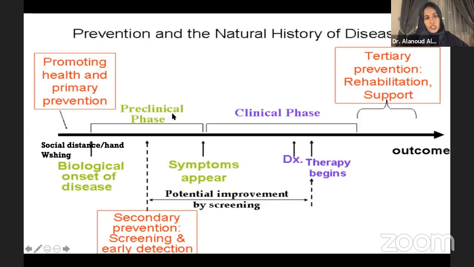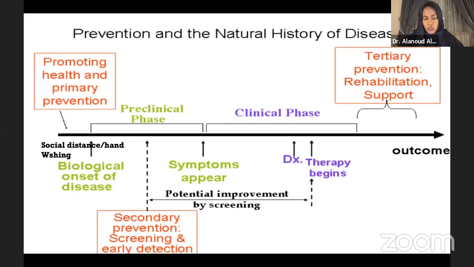While in the preclinical phase, where the biological onset of disease has started, by definition the patient has the disease but is still asymptomatic, which is the preclinical disease. And this is the stage of disease that is most amenable to screening, and where secondary prevention works perfectly. And the outcome is very important and perfect.